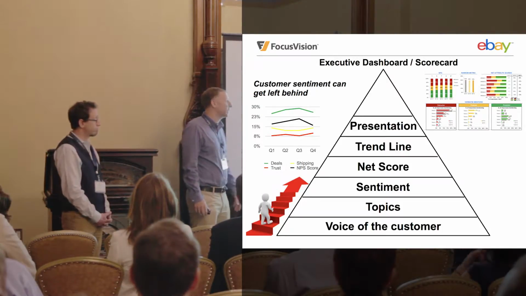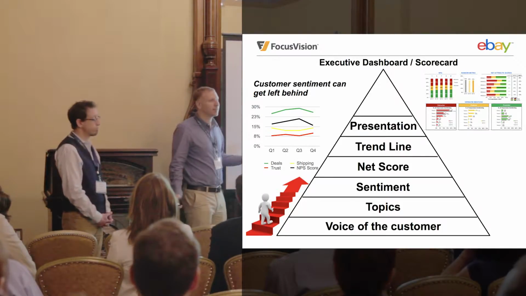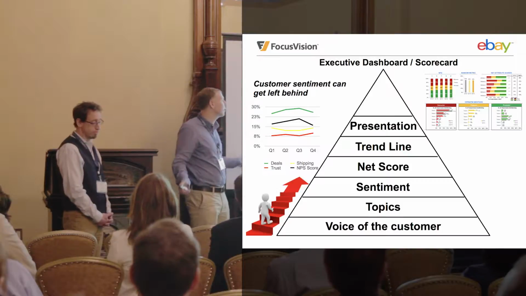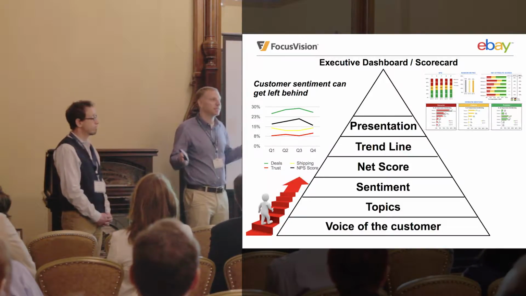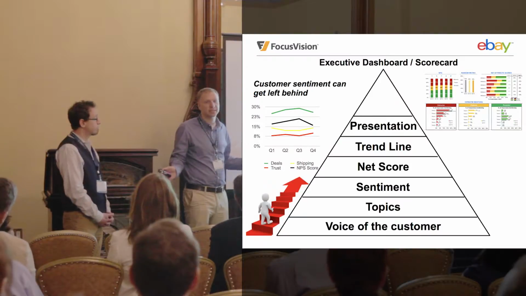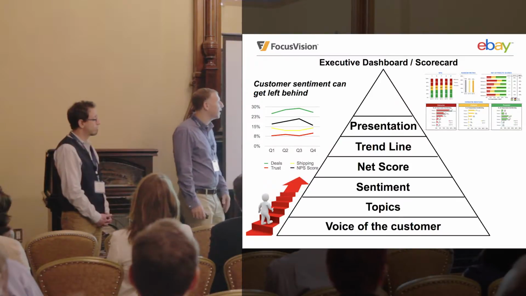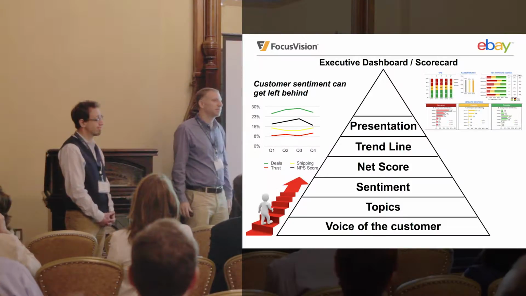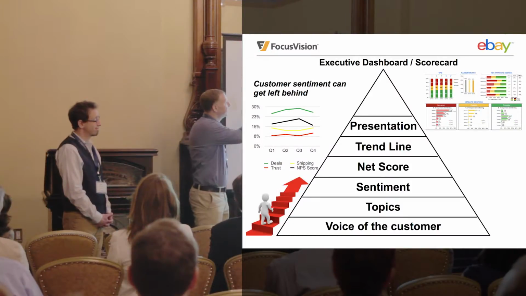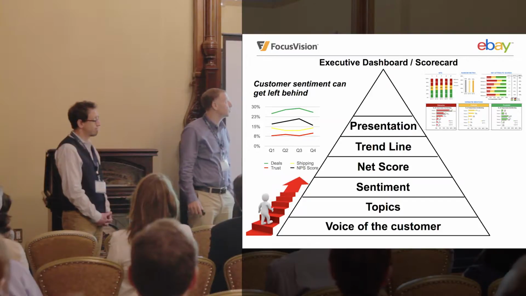And then what ends up happening is people like that number and they want to see it again. How are we doing this quarter? How did we do last quarter? It ends up becoming a trend line. So it's up 5 points, it's down 5 points, and is that statistically significant? From there, it gets thrown into a presentation, and for NPS, since it's our key customer metric, it ends up going to the executive dashboard and scorecard.